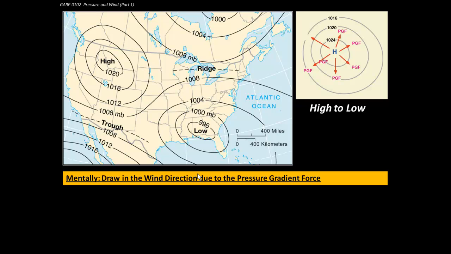You can play this game now. You can look at a weather map, and here we have a simplistic, schematic weather map, and you can draw in the wind direction because of the pressure gradient force, and you already know how to do this, right? So think about this for a second. Draw in the wind direction due to the pressure gradient force. And you have a little cheat diagram here off on the side. Well, you can stop the recording and think about this yourself, but we're going to go on.